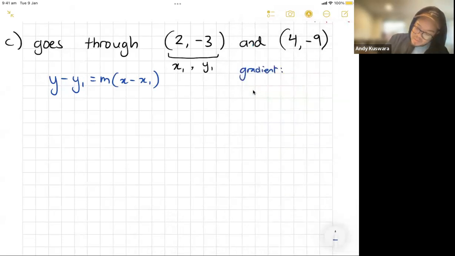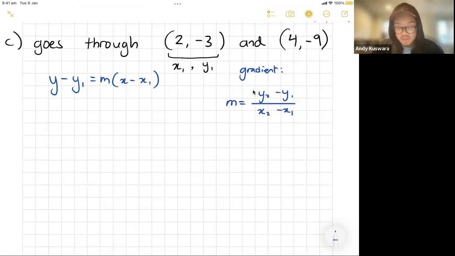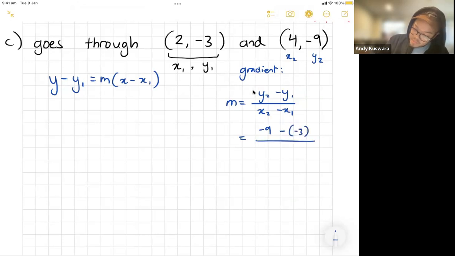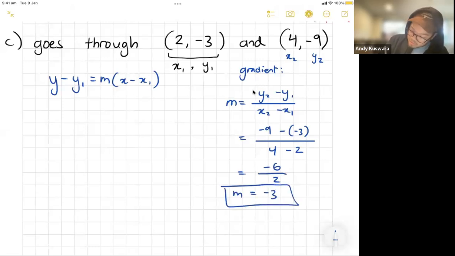Now, if I've got 2 points, how do I find my gradient? Well, simply put, it's going to be our gradient formula here. So I'm going to label this as x2 and y2. So let's now find my gradient. y2 minus y1 is -9 minus -3, all over x2, 4, minus x1, which is 2. That gives me -6 on 2, which gives me a gradient of -3.